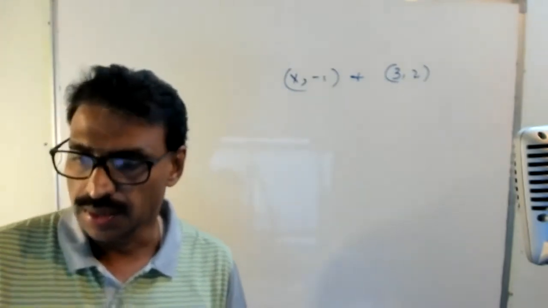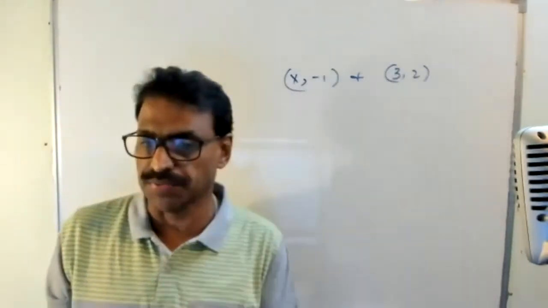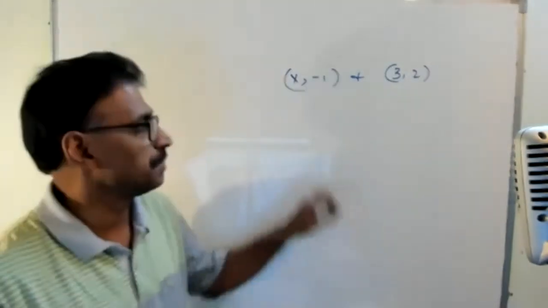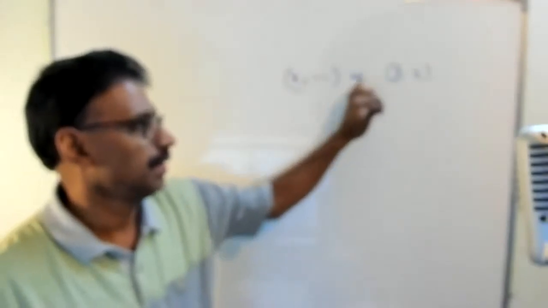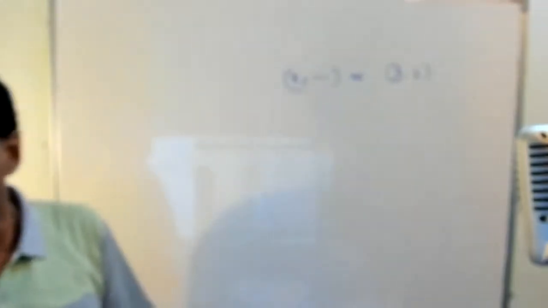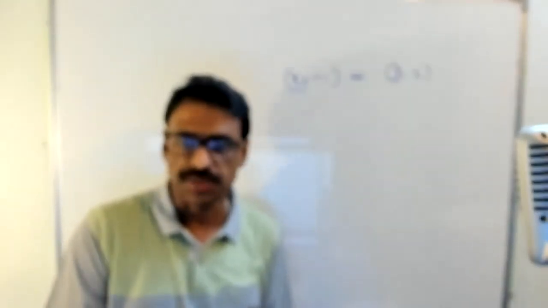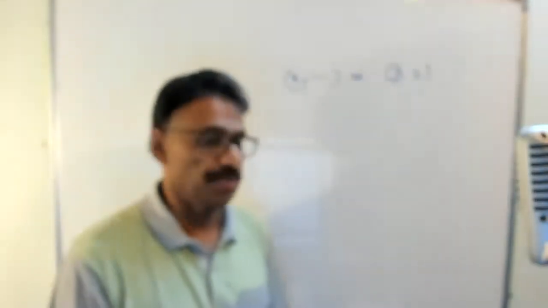Question. Find the distance between the points. The distance between the points x comma minus 1 and 3, 2 is 5. Clear now? Okay, the distance between the points.